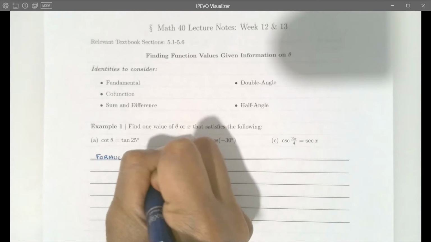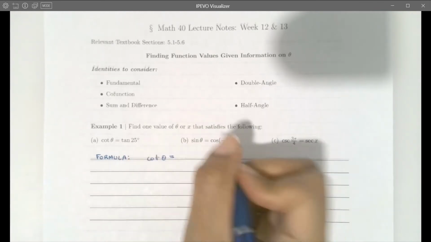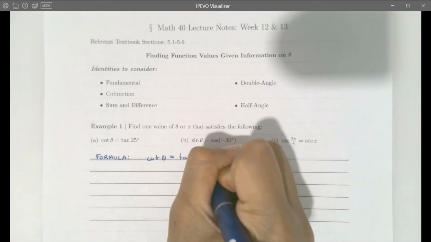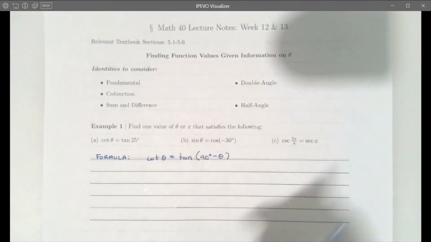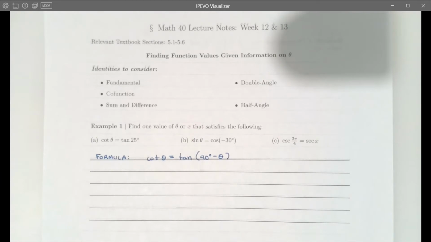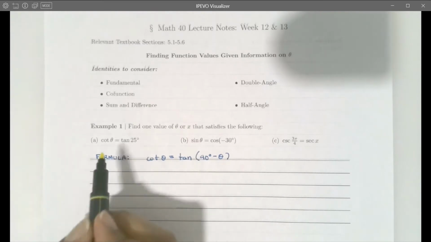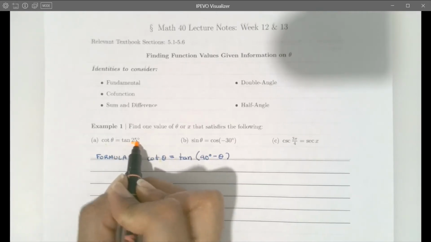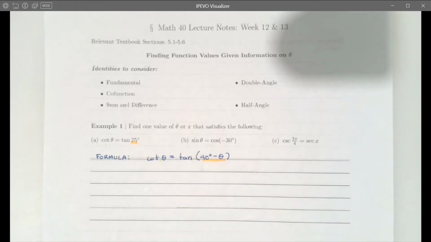So the formula reads cotangent theta is equal to tangent of pi over 2, but since we're working with degrees, we're just going to convert that pi over 2 into 90 degrees. So 90 degrees minus theta. And we are trying to find what is the value of theta by using this formula. So if we compare against what we have, we see the left-hand sides agree. We have cotangent and cotangent. The right-hand sides agree in terms of the trig function, but the angle, we have 25 degrees instead of 90 degrees minus theta.